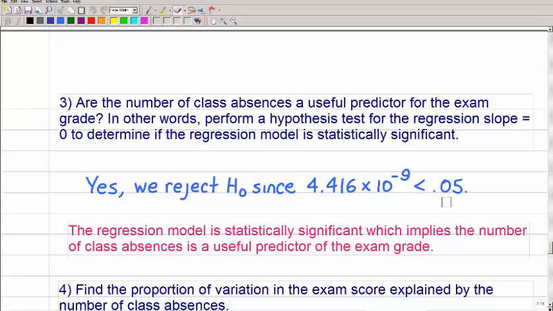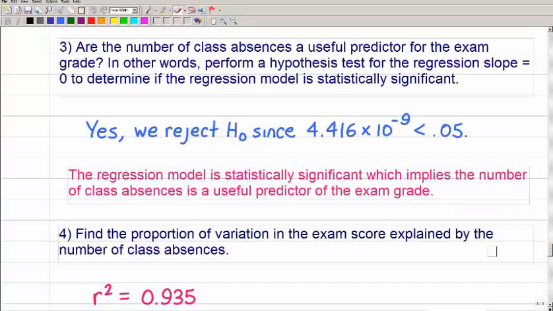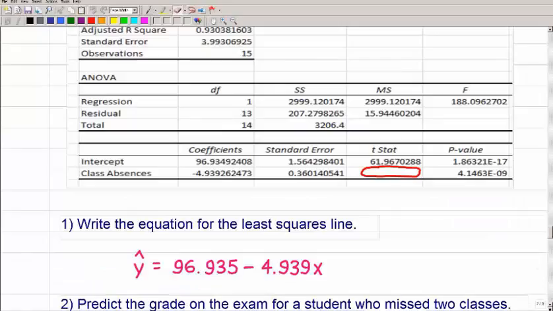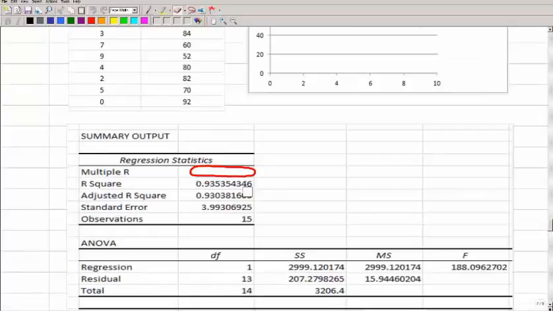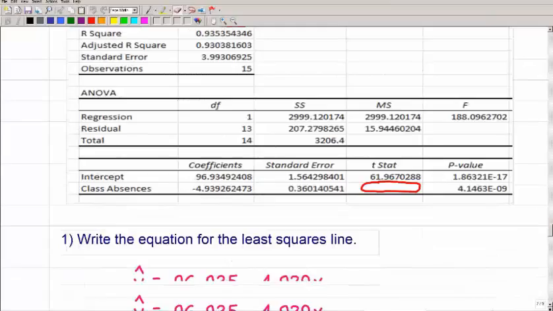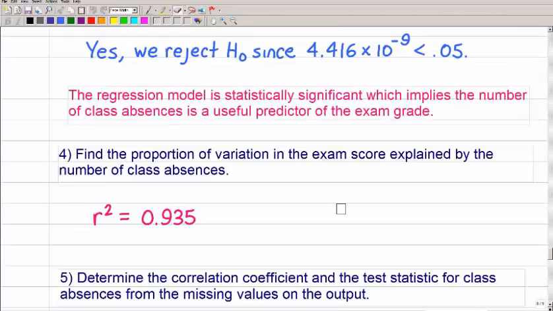Both. Proportion of variation explained by the number of class absences. That's our R-squared value, right? We never use the adjusted R-squared. So it's the 0.935. Of course, that could also be written as a percent, so it might say 93.5% because it may say percent of variation explained. No problem to convert that.